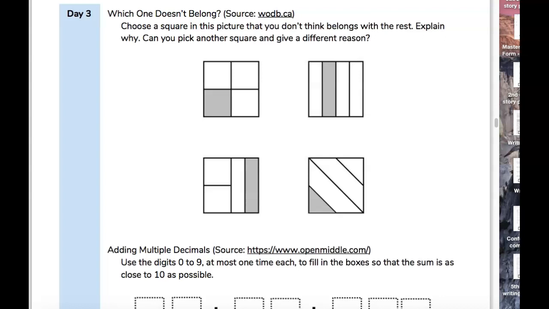Hi guys, it is Thursday, May 7th, and we are looking at week 2, day 3 in your math packet. And this is called Which One Doesn't Belong?